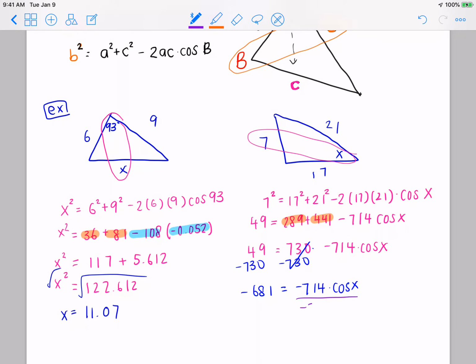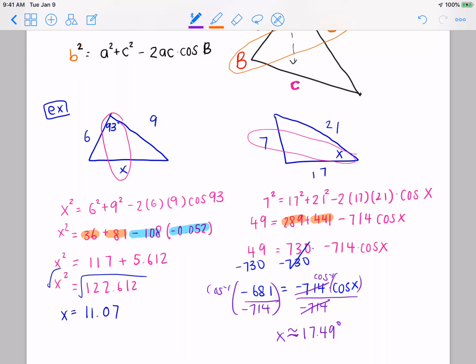We're going to keep going and divide the number, cross those out, and you see how we only have cosine left? We can inverse cosine this, and you should be able to get your answer as x is approximately 17.49 degrees.